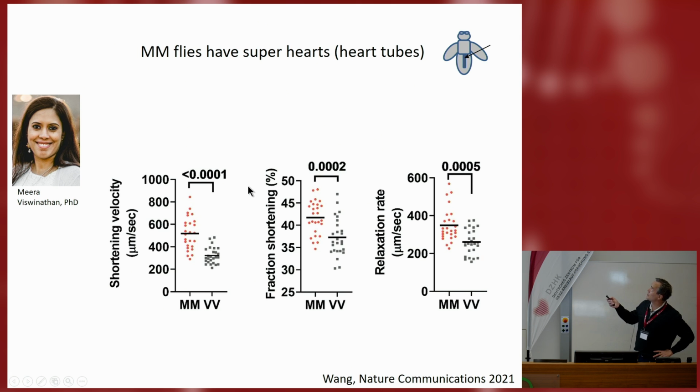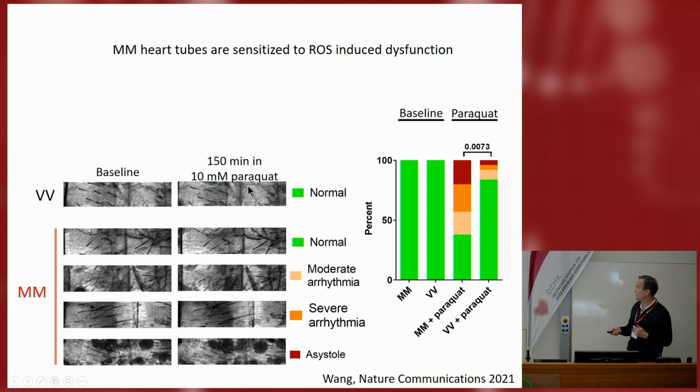To look at that, we looked at the fly, which is much simpler. It has one CamKII, and it has valines rather than methionines. And when we made a knock-in mutation for those flies and looked at their heart tubes, we also found they could climb faster. But their heart tubes are hyperdynamic. So they're kind of like superflies.